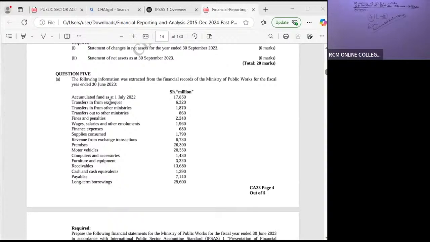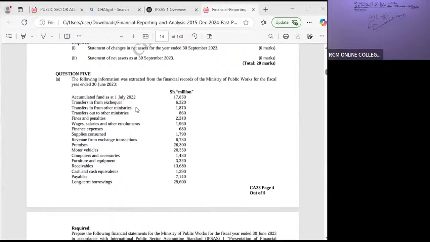Now, look at the first one. I can see transfers in from exchequer. Wow. Money coming in from the exchequer, from the consolidated fund. This must be a revenue. So if I were you, I would write there in brackets, since you have your own papers, R for revenue. Transfers in from other ministries, I will write this as R.